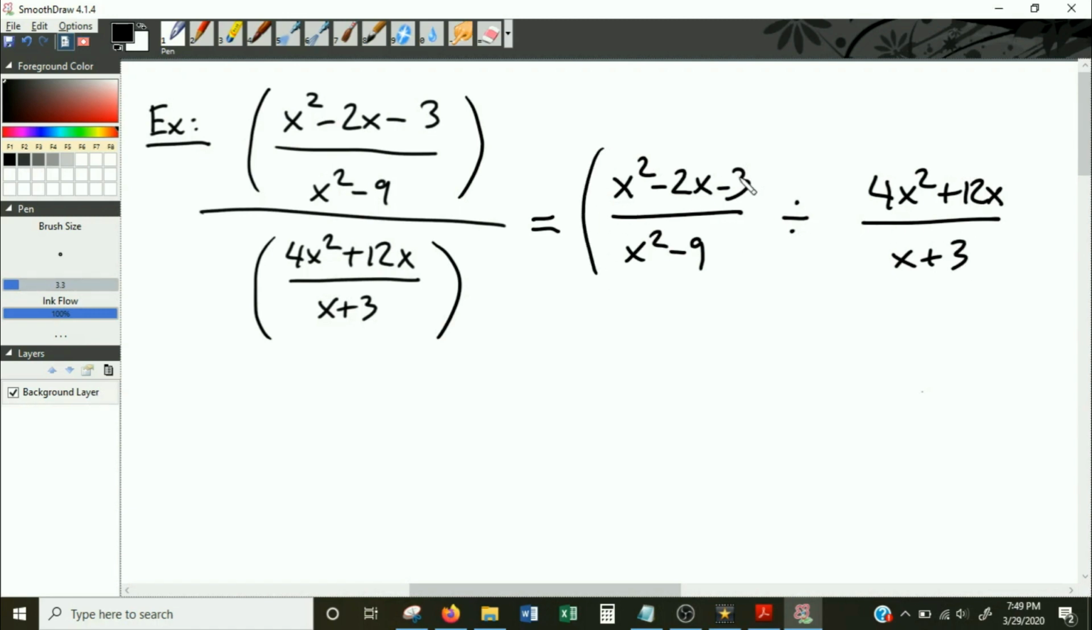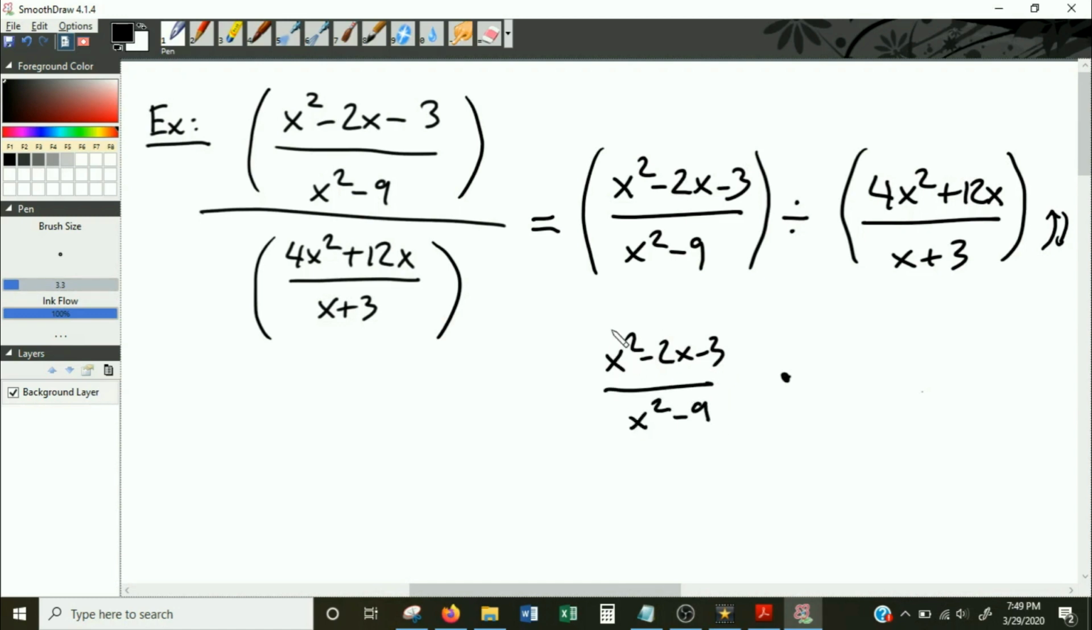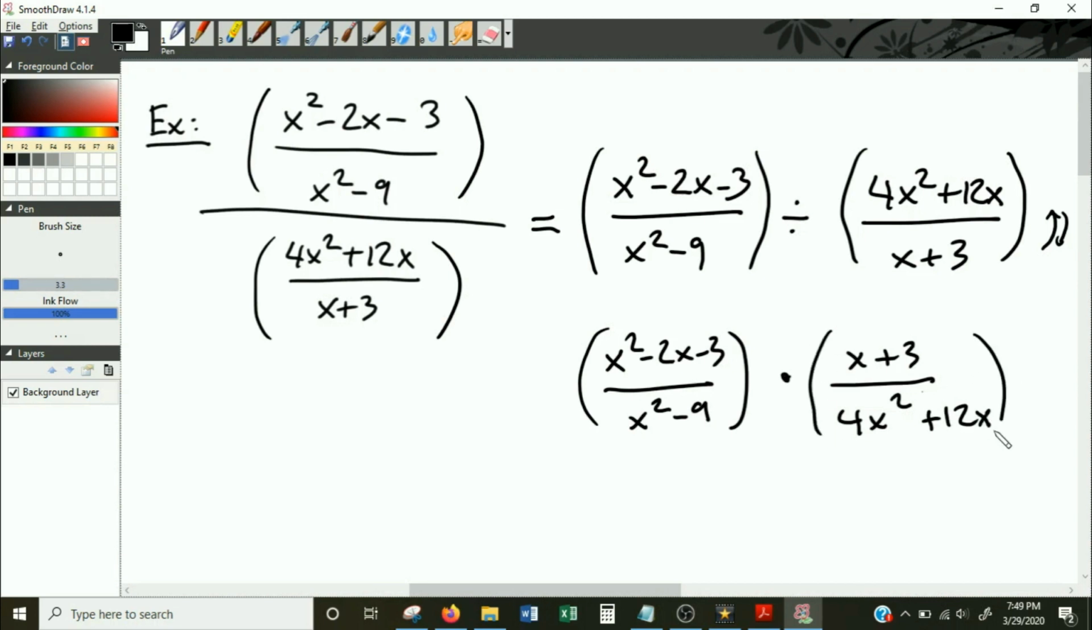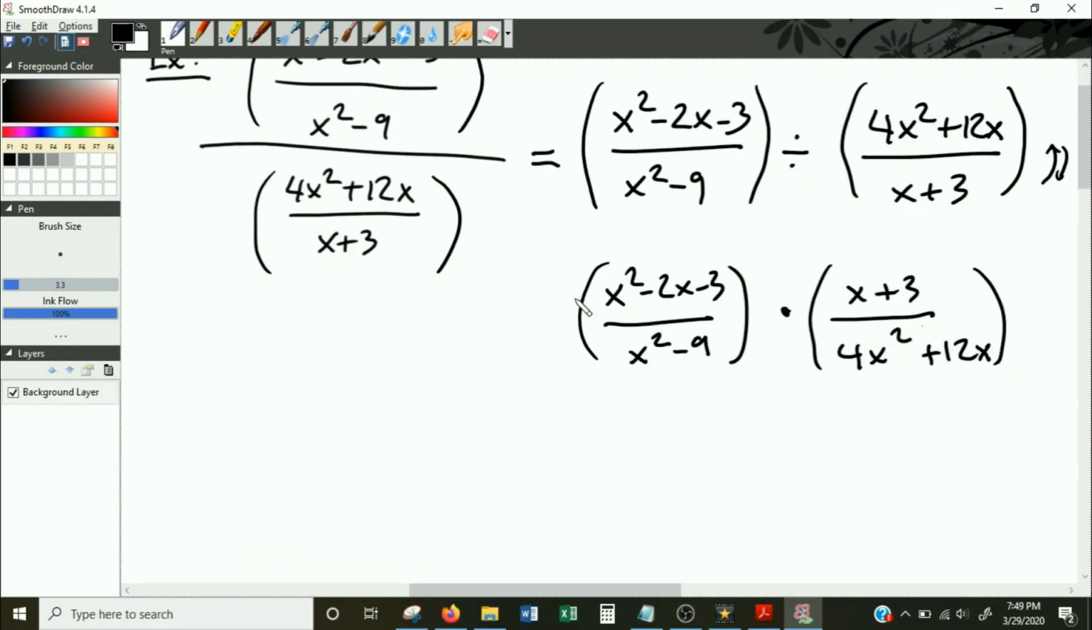So we have this, and we have this. This side and this side are both the same, but the right side is simpler looking. And now remember that when we divide by fractions, we change the divided by to times, and we flip these two. So what I'm going to get is x squared minus 2x minus 3 over x squared minus 9 times x plus 3 over 4x squared plus 12x. Like that. Now that's equal to that.